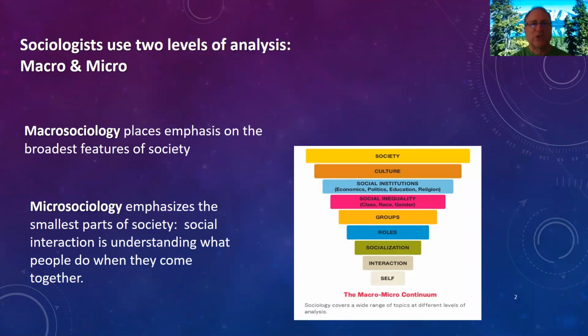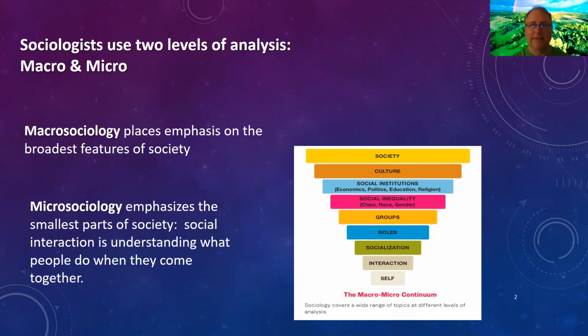Sociologists use two levels of analysis, macro and micro. Macro sociology places emphasis on the broadest features of society. For example, we can think of social class and how groups are related to one another.